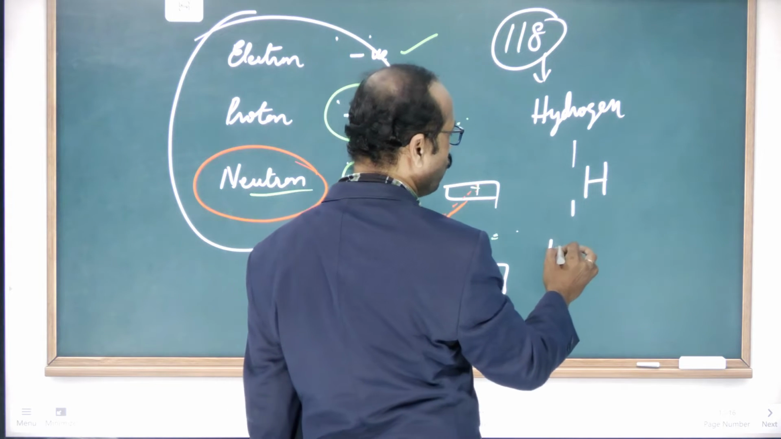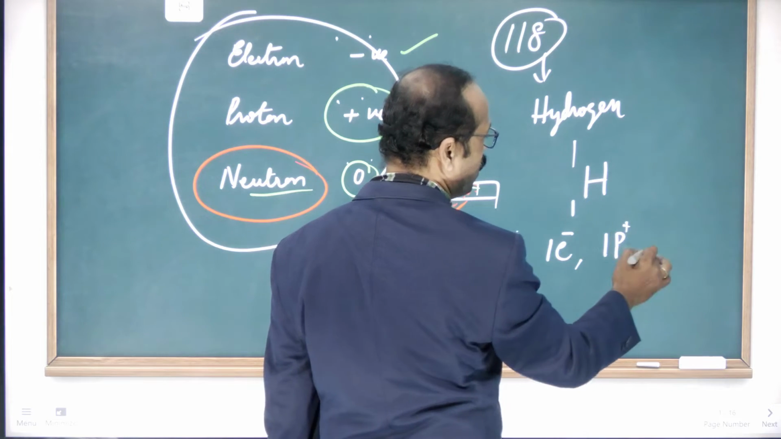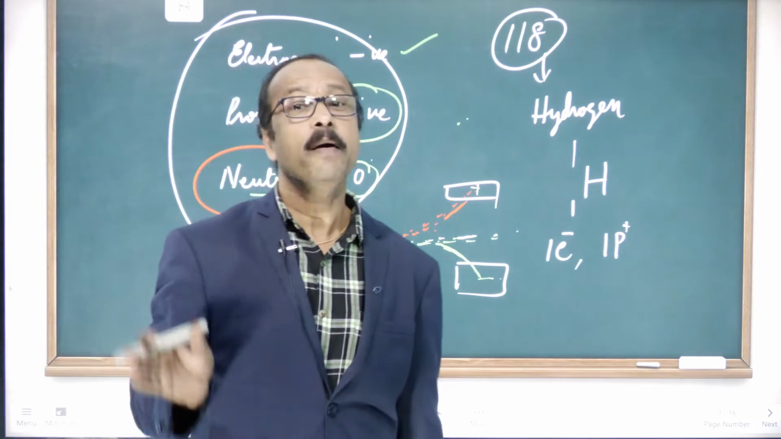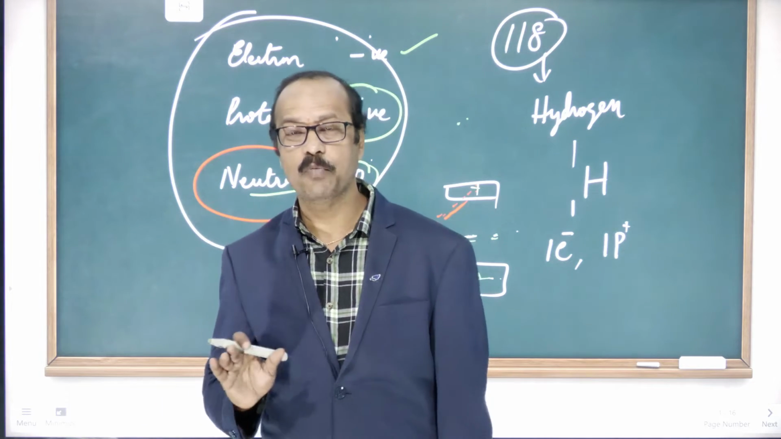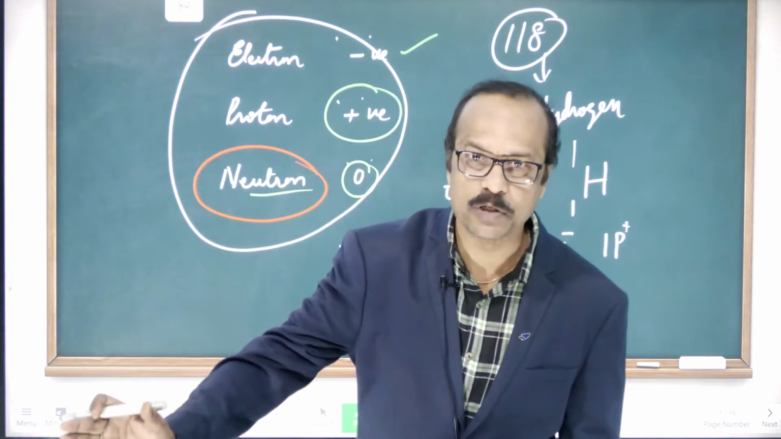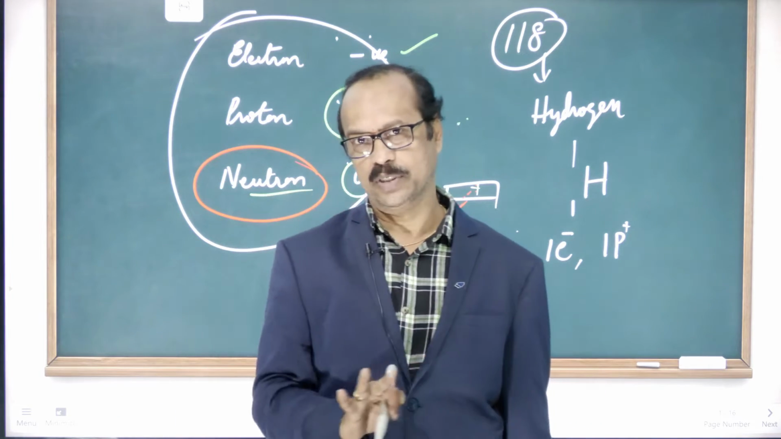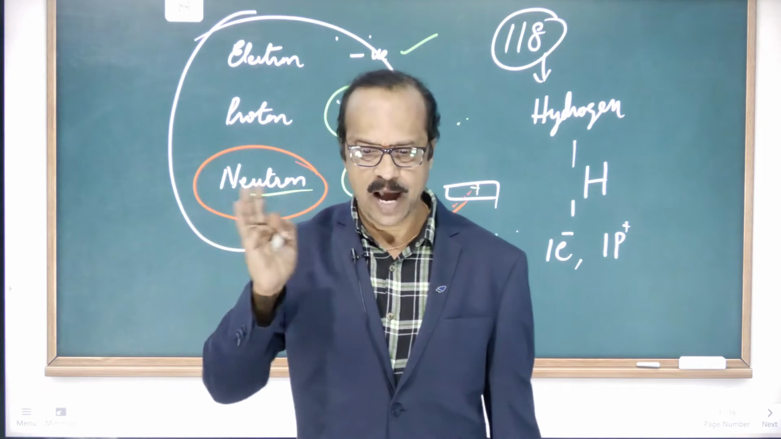Hydrogen consists of only 1 electron and 1 proton, but it does not consist of a neutron. No neutrons are present in the hydrogen. But listen here, hydrogen is available in the form of isotopes also. Hydrogen is available in 3 forms to us. They are called isotopes.